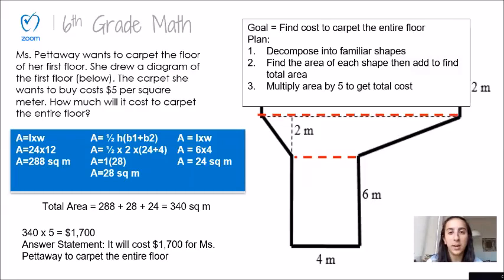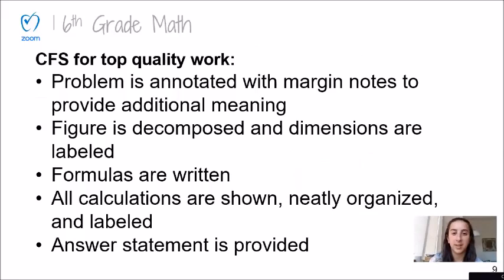We just used our key point and the skills that we've learned all throughout the unit in order to find the area of complex figures. This problem we just solved was our most complex one yet because we had to decompose our shape into 3 separate figures. Remember, as you are working today, annotate your problems. Make sure you decompose your figure into shapes that you know how to find the area of and label your dimensions. You might need to find missing dimensions using properties of rectangles. You know how to do that. Write your formulas, show all of your calculations, and then last but not least, answer statement is provided.